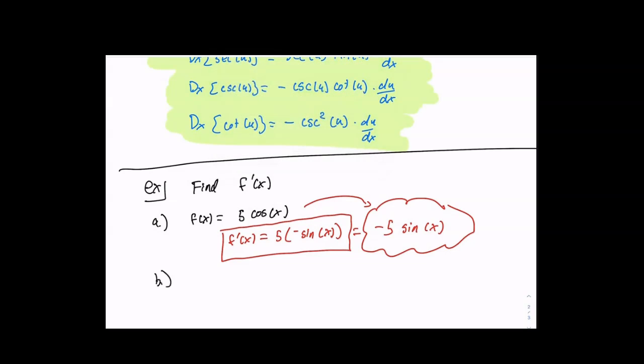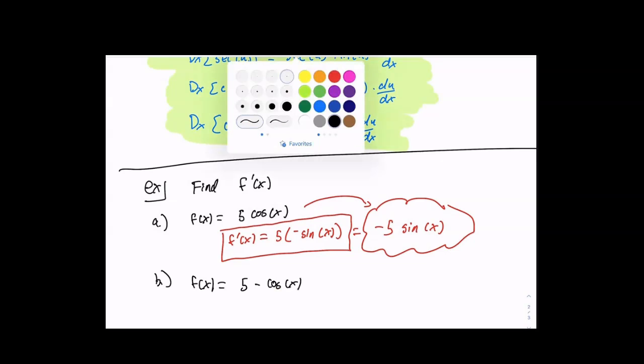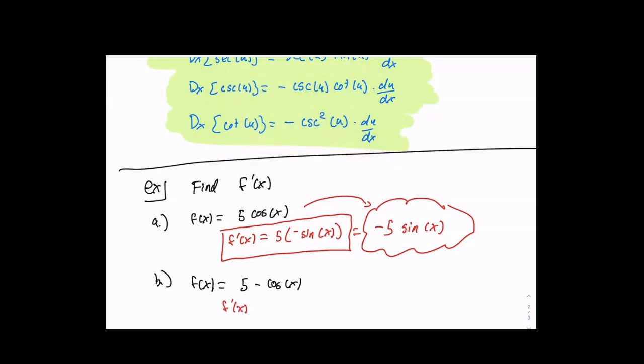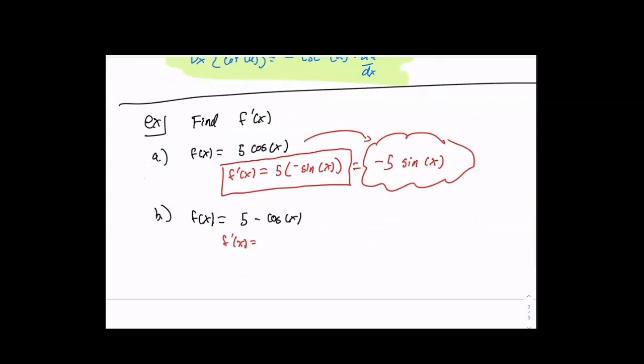B. f of x equals 5 minus cosine of x. What is f prime of x? If you want to do it step by step, straight up copying down the rules, perfect. Some of you might be able to jump directly to the answer. Good. We're not trying to get there yet. It's not our priority. But what's the derivative of 5 minus cosine of x?